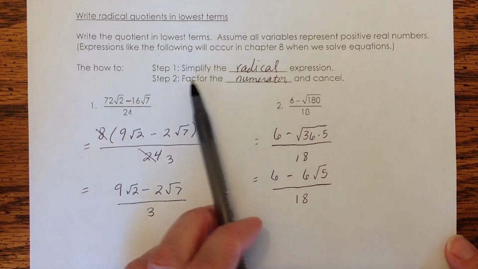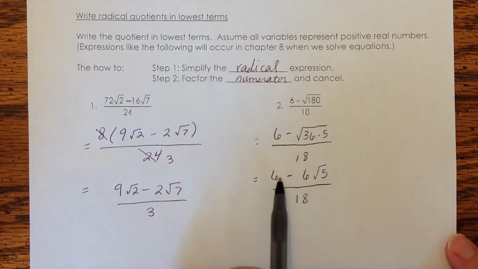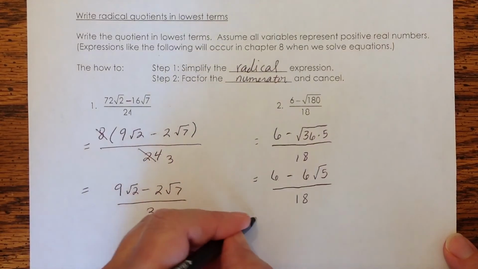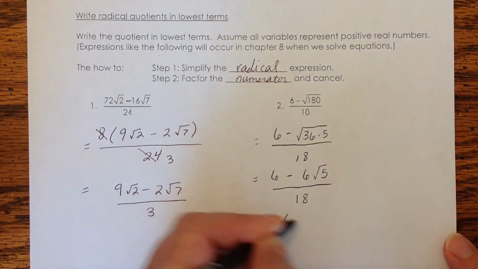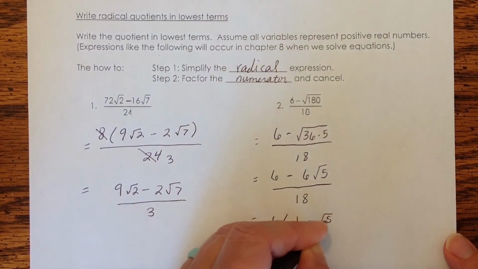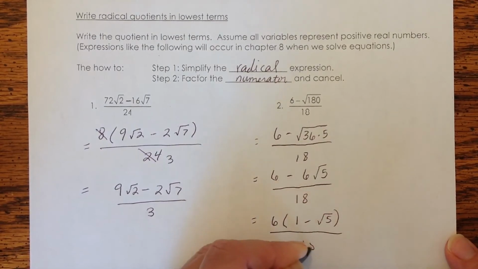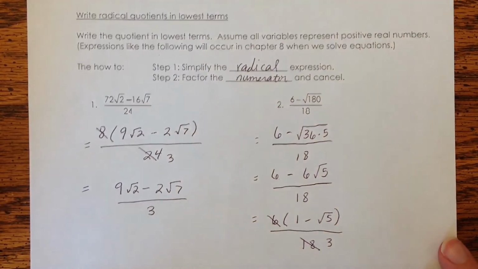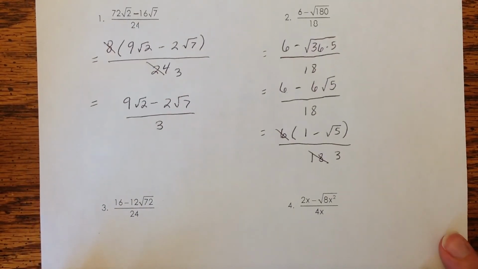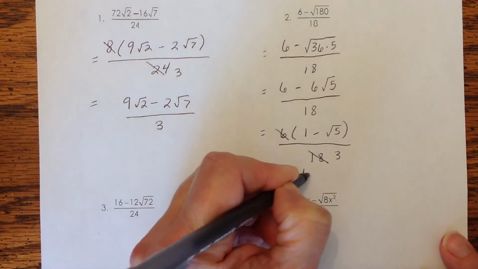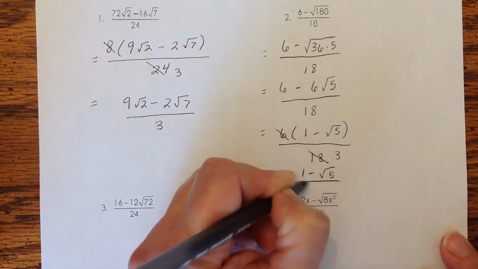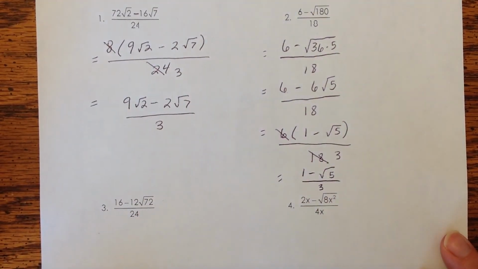Now it says factor the numerator. So what do these terms share? They share 6. So let me take out the 6, and I get 1 minus the square root of 5 over 18. Now I can see 6/18 reduces, so 6 goes into here 3 times. So my answer here is 1 minus the square root of 5 over 3.